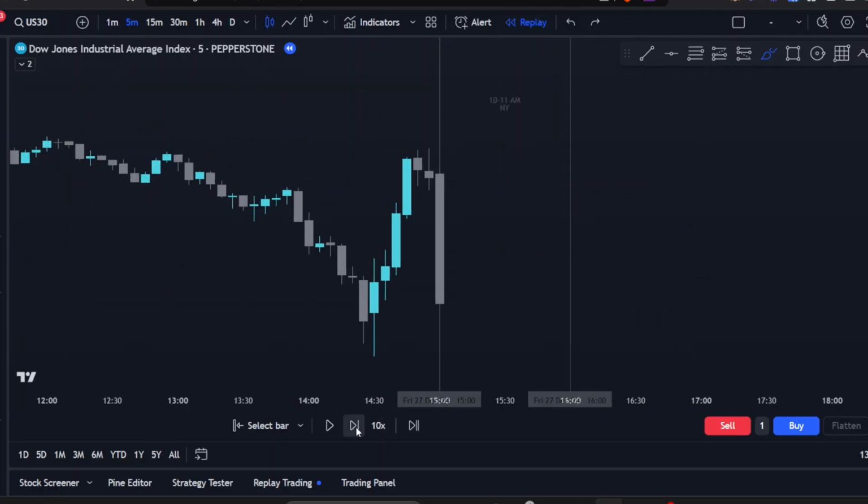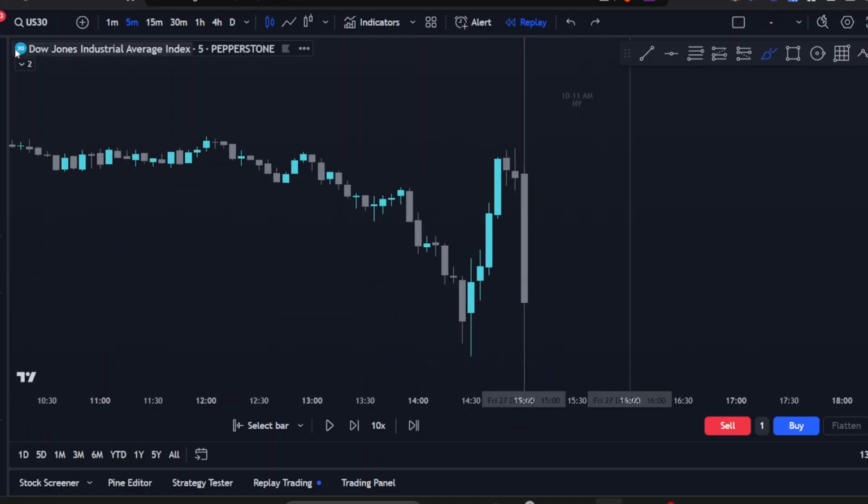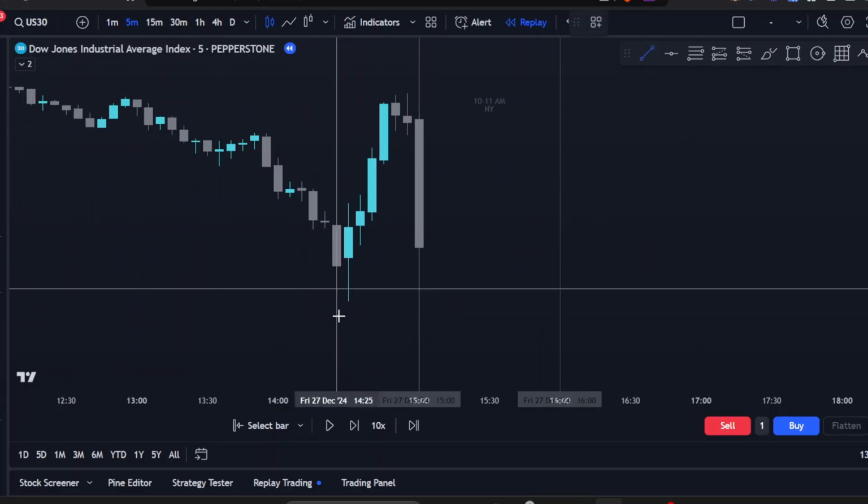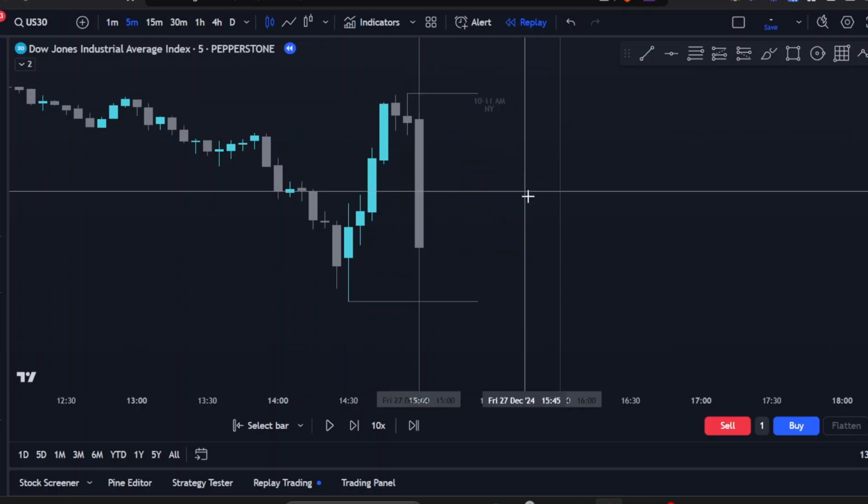So now if I play price on, we can see right here at 3 o'clock, we get this massive push to the downside, but we are yet to take a trade. We're going to wait. What we're going to do is identify that this is our most prominent low, and this is our most prominent high.